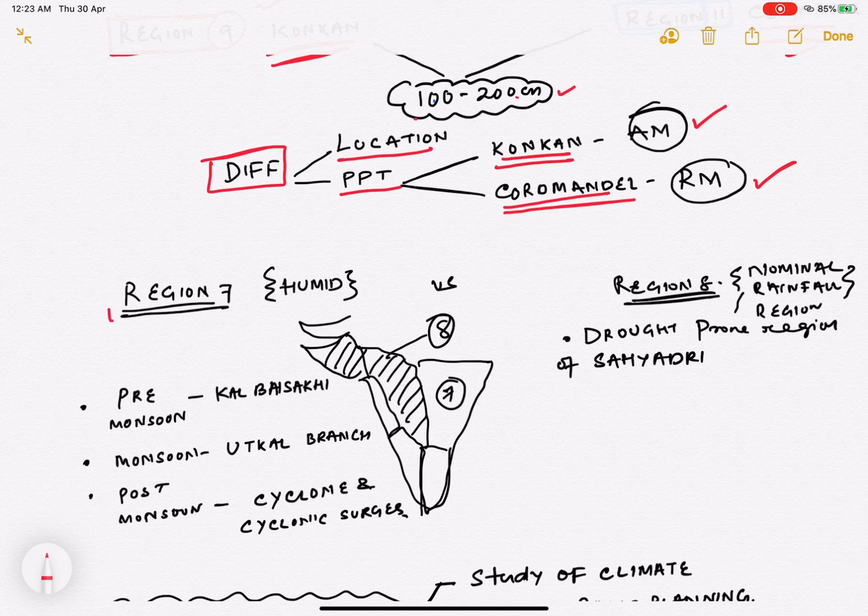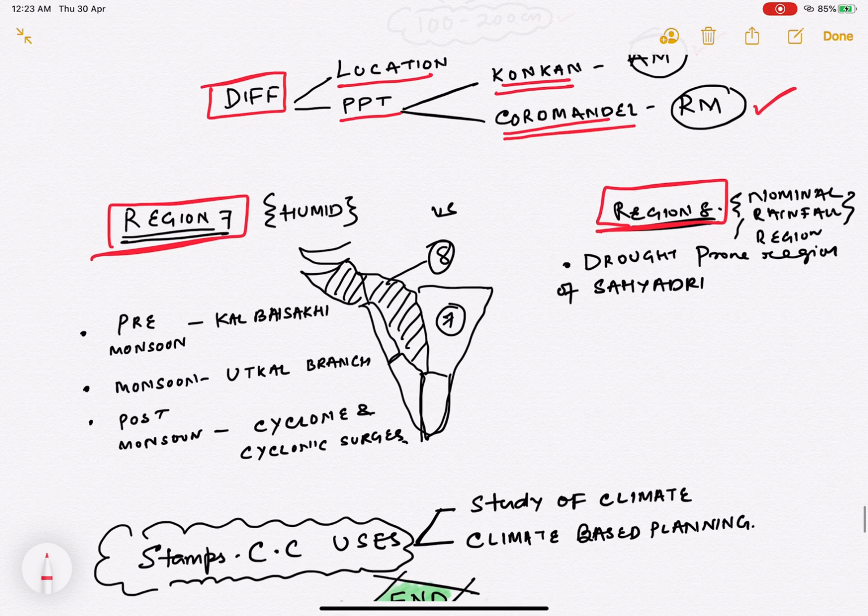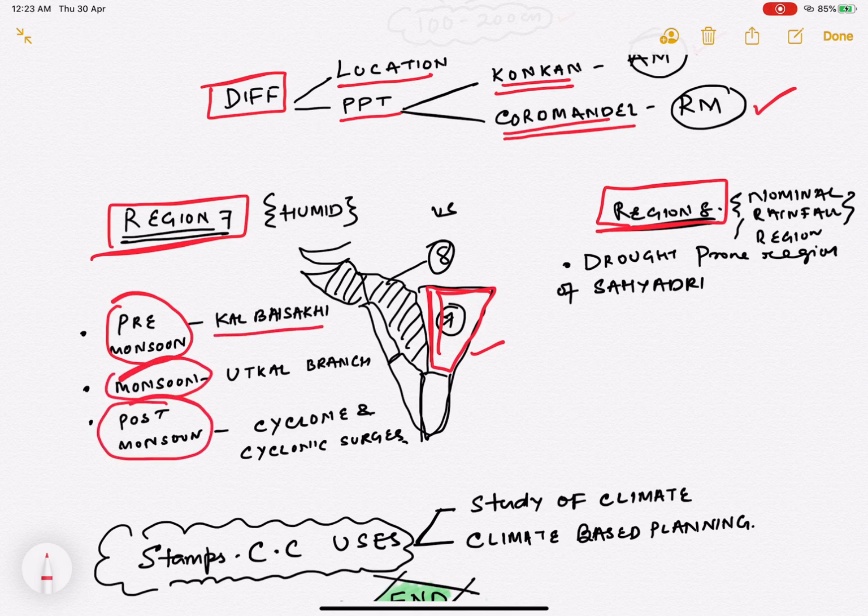Next, we have your region 7 and your region 8. See, this region 7 is subjected to the pre-monsoon, the monsoon and the post monsoon. What is pre monsoon? Kal Baisakhi. Monsoon means Utkal branch of the Bay of Bengal. There is a Utkal branch of the Bay of Bengal which influences this region. And post monsoon means cyclone and cyclonic surges. However, within this area there is also a part which is the rain shadow part.